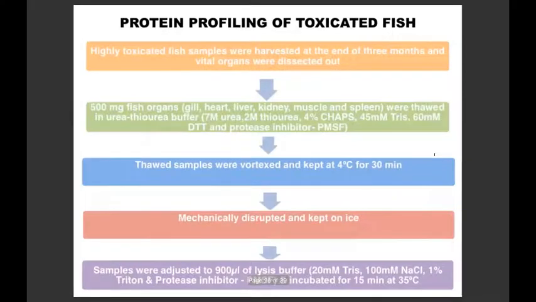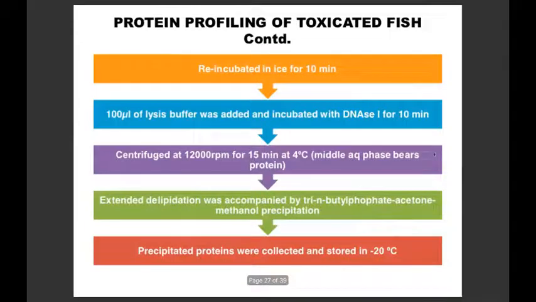Protein profiling of the toxicated fish showed a high amount of stress related proteins, because the soft tissues of the toxicated fish, that is the kidney, liver, and muscle, showed a very high amount of toxicated proteins because of the insecticide ingested through the gills. Protein profiling was also done following the user's manual.